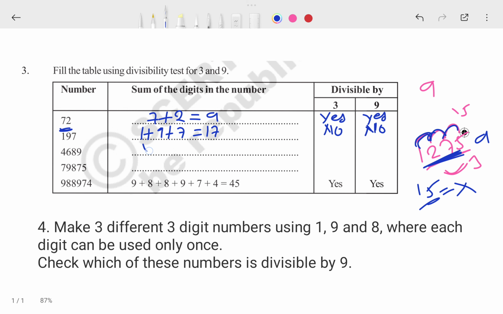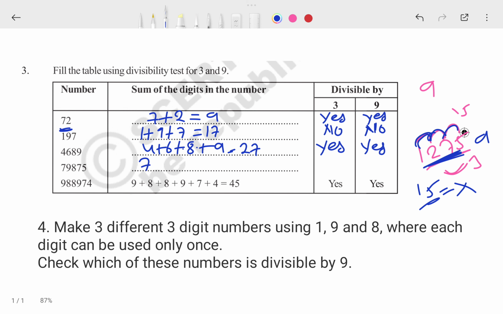Now let's check this one. 4 plus 6 plus 8 plus 9. If you add this, 4 plus 6 is 10, 10 plus 8 is 18, 18 plus 9 is going to be 27. In the 3 table, is 27 there? Yes, it is there. In the 9 table, is 27 there? Yes, it is there. Okay, simple.